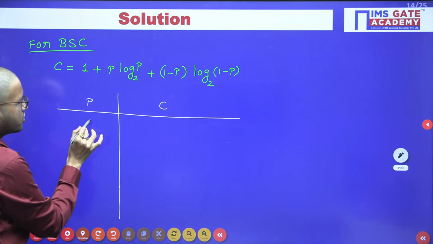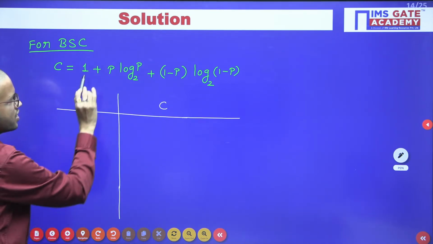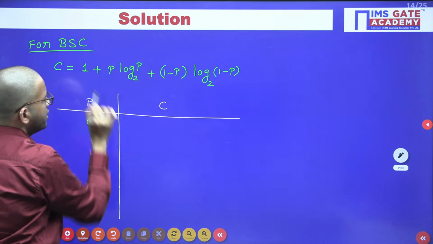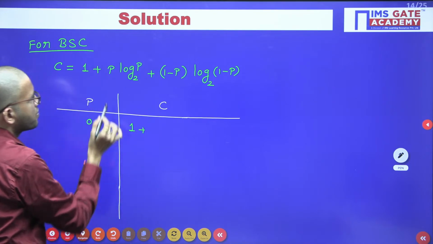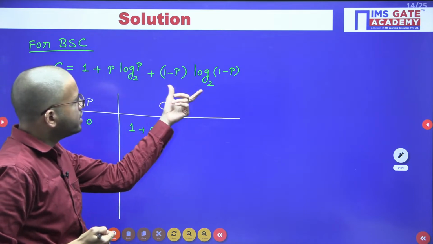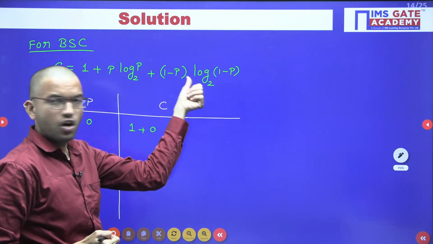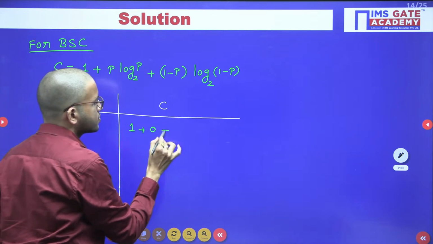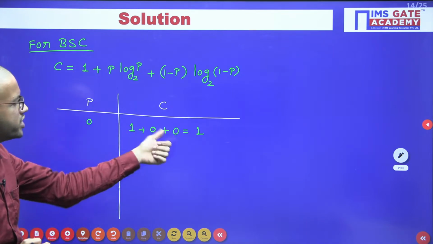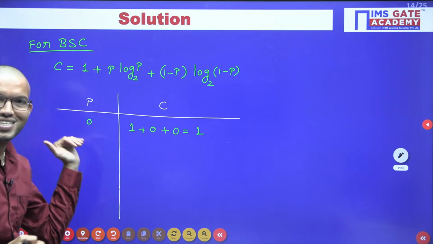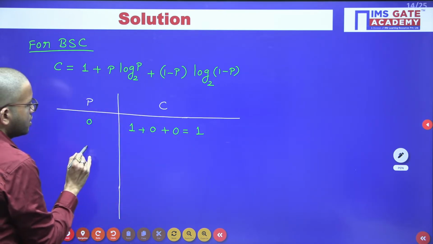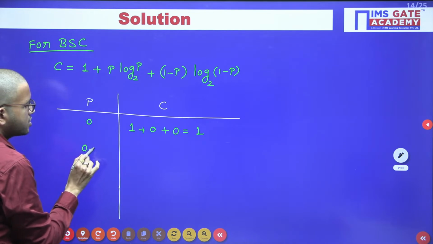Say for example, when you consider P value 0, just substitute 0 wherever P is there in this entire equation. The constant 1 you can keep as it is. Now 0 into anything, you will get 0. Here 1 minus 0 is nothing but 1, and log 1 is nothing but 0. So finally you are going to get 1. If the crossover probability is 0, you get channel capacity as 1. Now let us consider P value as 0.5.